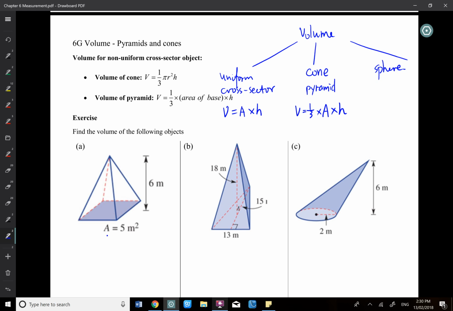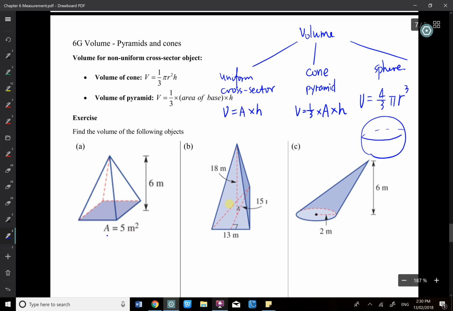And the last one is the sphere, which is the only special one we're going to learn. The volume equals 4/3 pi r cubed. So we know the radius. Anyone remember the surface area of a sphere? 4 pi r squared. So the surface area of a sphere is 4 pi r squared. And the volume of a sphere is 4/3 pi r cubed. That's a special formula. The first one shares the same formula, the second one shares the same formula, and that one is a different one. So you need to remember three formulas for the volume.